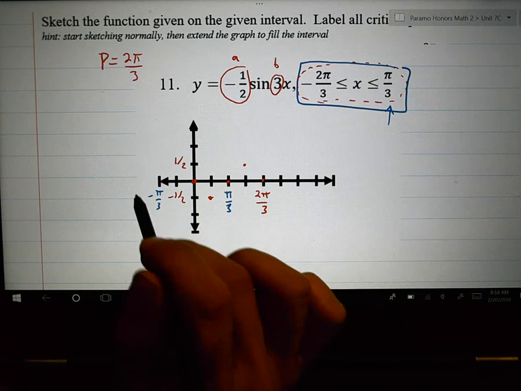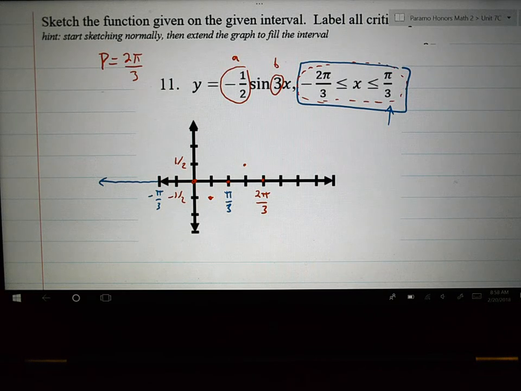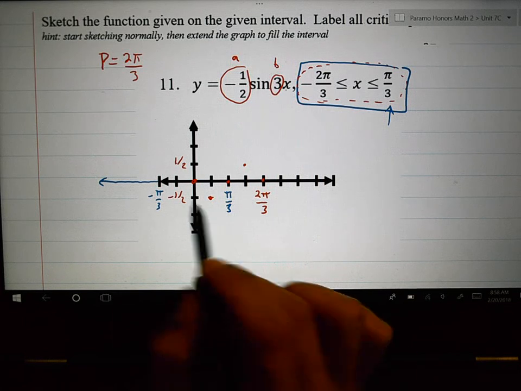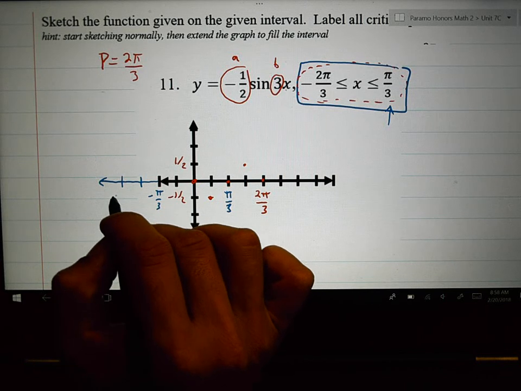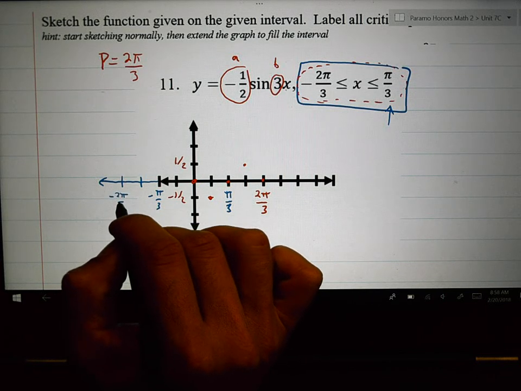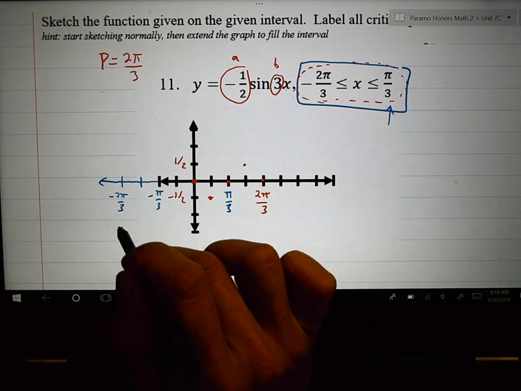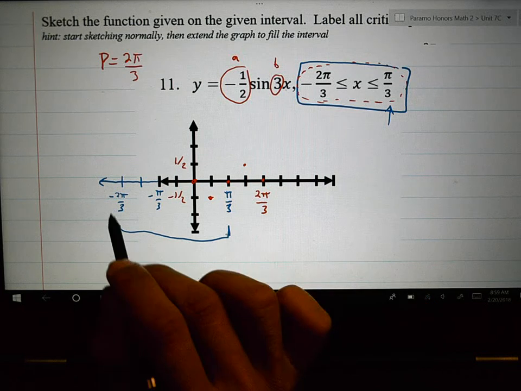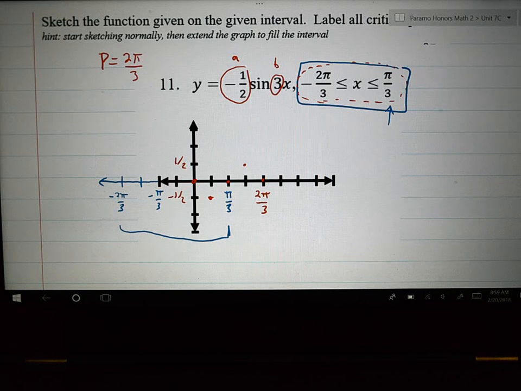Sometimes you're going to have to extend the graph as needed. How many more lines will I need that are equal distant until I get to negative 2 pi over 3? How many more lines do I need? You are going to have to add 2 lines to get to negative 2 pi over 3. And so that's why I did these in blue, so that you can see I am required to graph from here to here. But I started with these red points so that I knew exactly what the graph does.